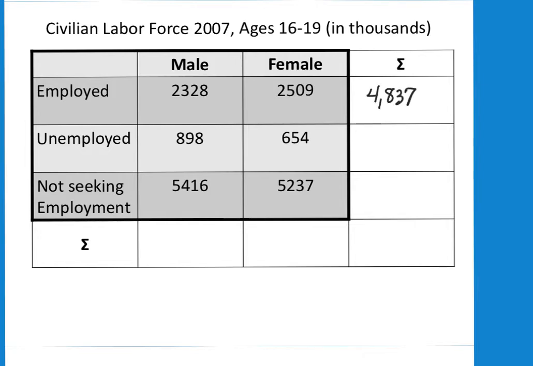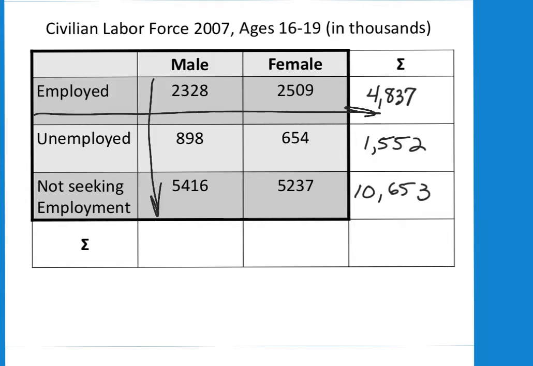4,837. Next, the total number of unemployed, 898, plus 654 gives us 1,552. And finally, those not seeking employment, we get 10,653. We added across the rows. Now let's add down the columns. 8,642. 2,509, etc., will give us 8,400. And if I have done this correctly, I don't have you to work with me today.